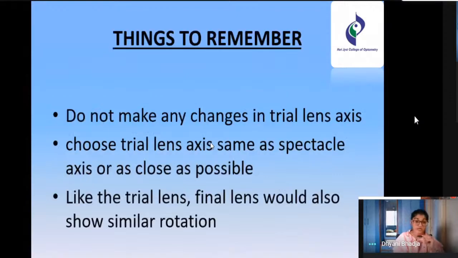Things to remember. As I said before, do not make any changes in the trial lens axis. Only we have to change the spectacle axis. Choose the trial lens axis the same as the spectacle axis or as close as possible. Like the trial lens, the final lens will also show similar rotation.